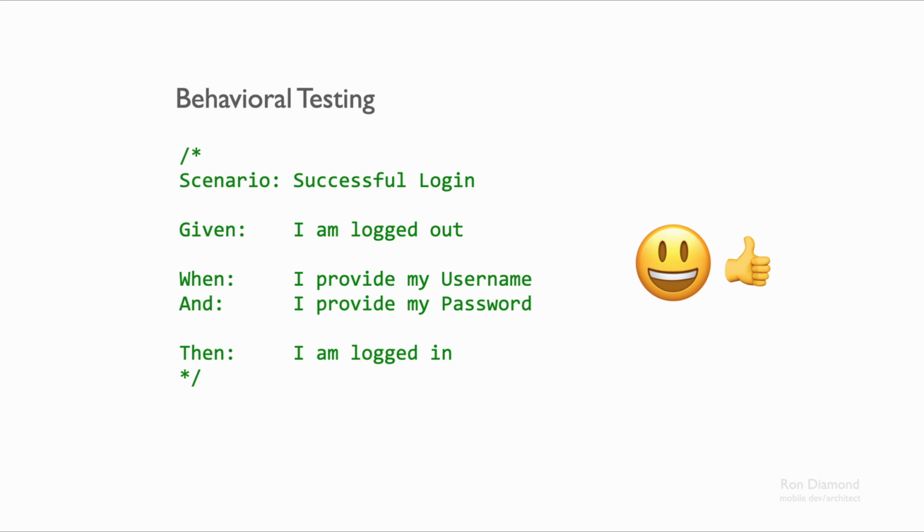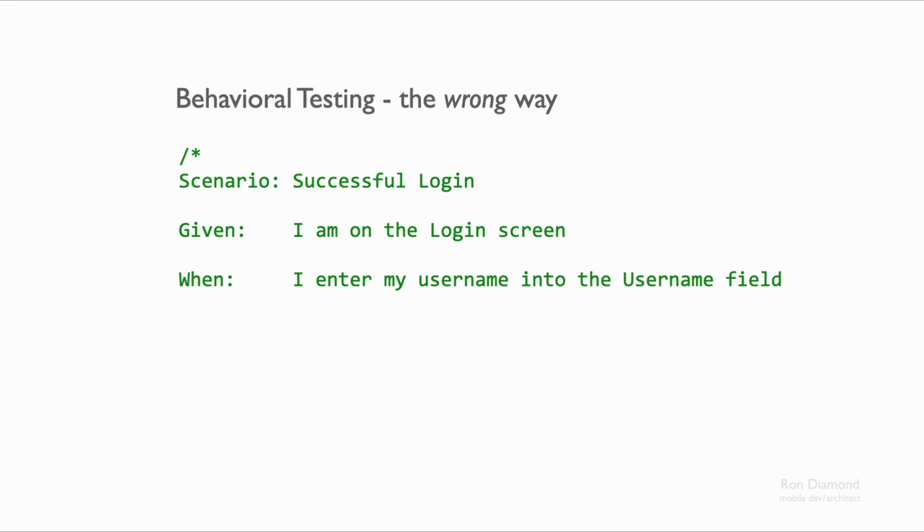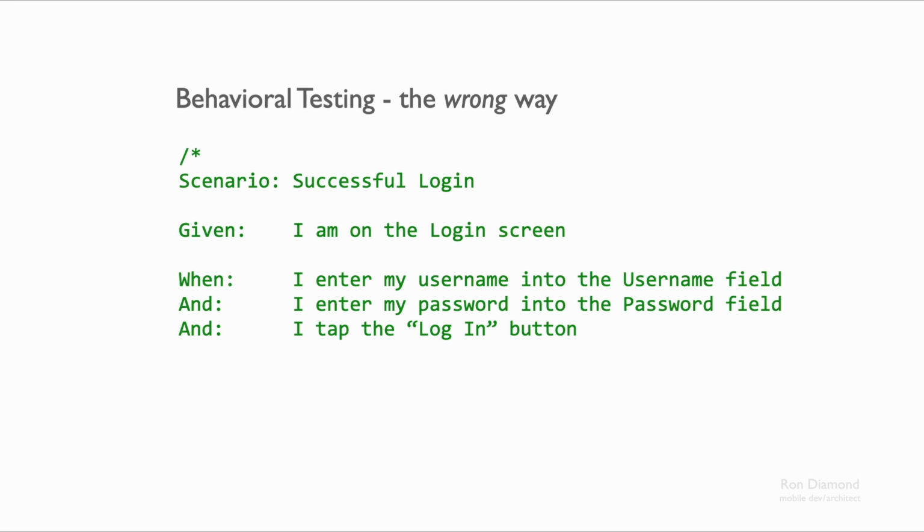Now, teams that are used to doing UI-based testing, out of force of habit, tend to stick with that paradigm, even in describing behavior. So, for example, you may see test cases written like this. Again, a successful login, but referring to screens and text fields and buttons and more screens. That's not how we want to do our behavioral tests.